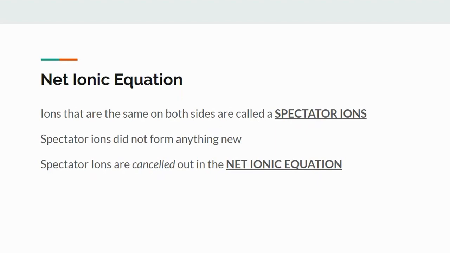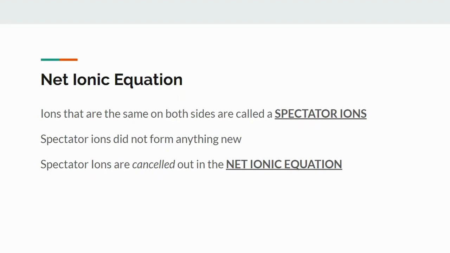What about net ionic equations? In a net ionic equation, you may have noticed that in those previous slides, in a complete ionic equation, we had some things on the left side of the arrow and the right side of the arrow that were exactly the same. Those ions are called spectator ions. What that means is they did not do anything. They were floating in the solution before the reaction happened. They're floating in solution after the reaction happens, and they didn't do anything.